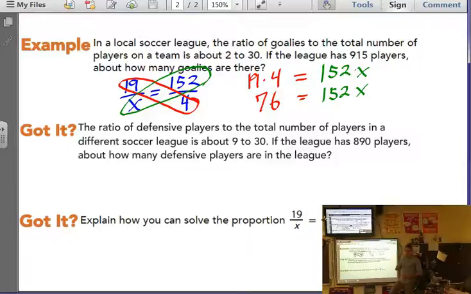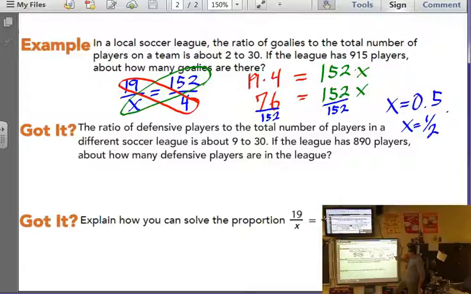To get the x value by itself, I gotta get rid of the 152. So we then divide by the 152 on both sides. And we get 76 divided by 152. X comes out to be 0.5, or it is just a half.